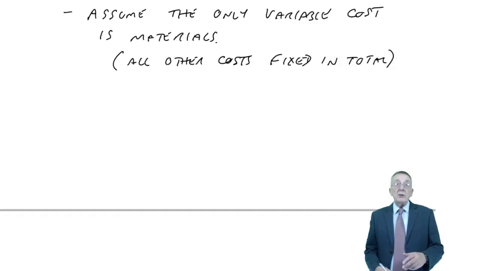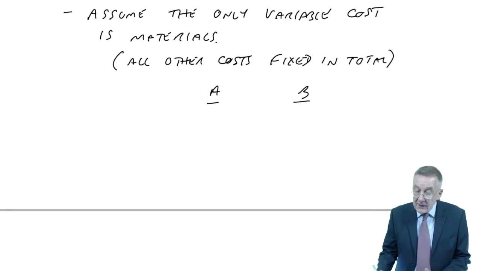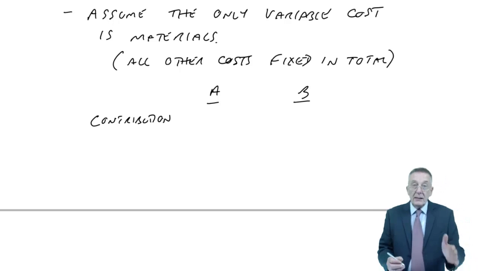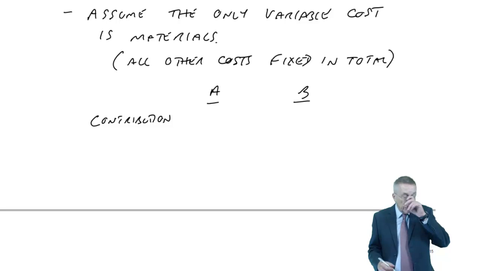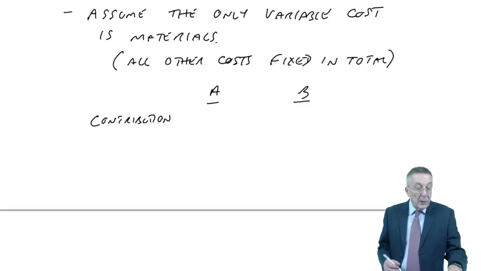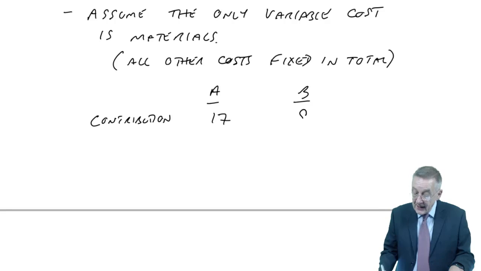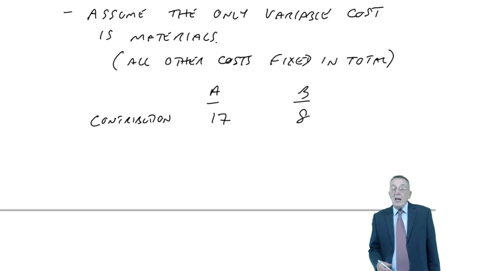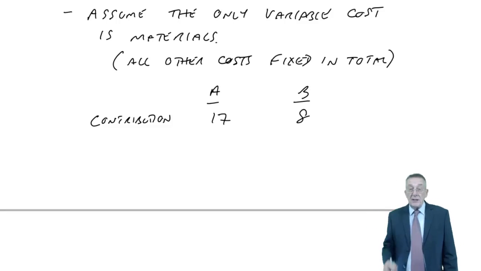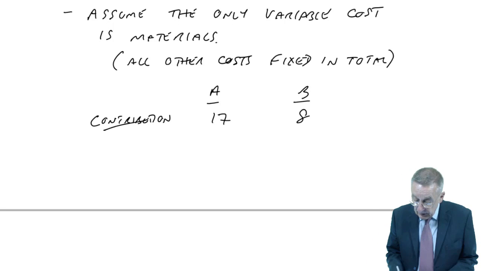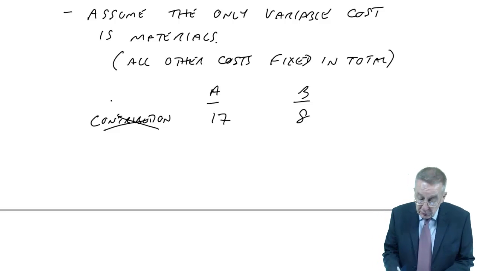So let's do it. What did we do last time? We looked at the contribution. First of all, well, we will again. It's simply that the contribution this time, remember, it's sales less variable cost. But if the only variable cost is materials, then for A, 25 less 8 is 17 per unit. For B, 28 less 20 is 8. Now, in fact, although on this assumption that's effectively the contribution, to avoid confusion we don't call it contribution, we call that the throughput.